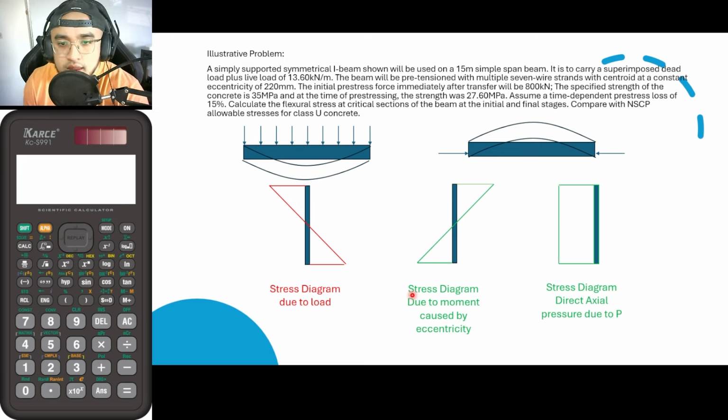And this one at the middle is the stress diagram due to the moment caused by the eccentricity. So this bending here. And this diagram is the stress diagram due to the direct axial pressure due to our pre-stressing force P. Okay? So let me just go back to the middle diagram here. How can we solve for this, or why did it bend upwards in the first place?